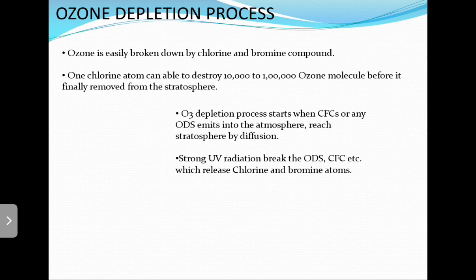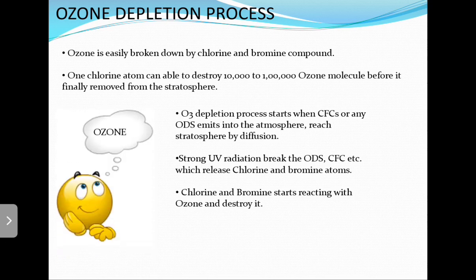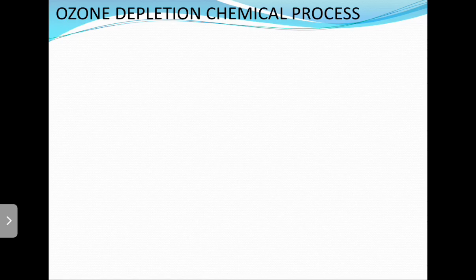And as I said, before being removed from the stratosphere, one chlorine atom can destroy 10,000 to 1 lakh ozone molecules. So we have to be much more careful, and we definitely have to save the layer of ozone. So now we see what chemical processes are involved in ozone depletion. One by one we will see here.